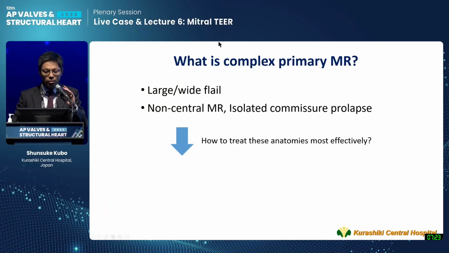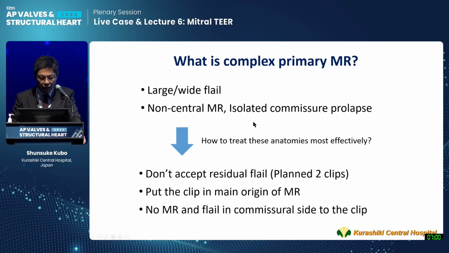So to overcome the limitation in complex primary MR, we have to consider the clipping strategy. I think the complex primary MR includes a large flail width and the non-central MR, especially isolated commissure prolapse. So how to treat this anatomy most effectively? First, don't accept the residual flare. We have to consider the planned clips, especially in the primary MR, and put the clip in the main origin of the MR. Finally, there's no MR and flare in the commissure side of the clip.